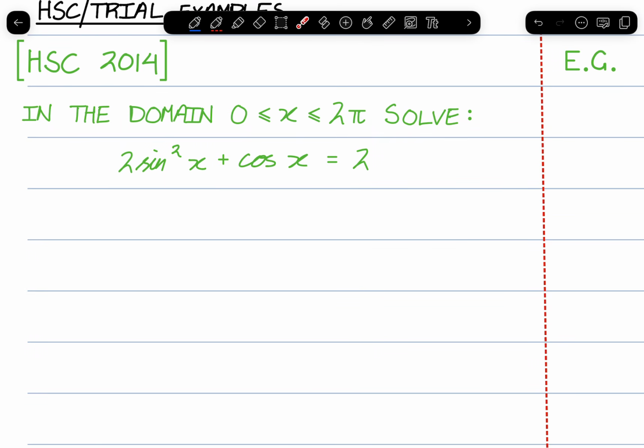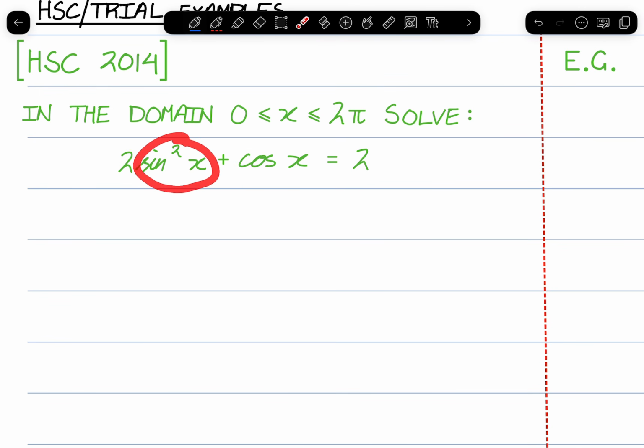So in this problem, it simply says, in this domain, we're going to solve this trig equation. Now, as you can see, if you were to try and solve this without a trig identity, you're going to be going around in loops for a long time. But for this one, the main idea here is it's best to work with one type of identity. So in this case, cos.